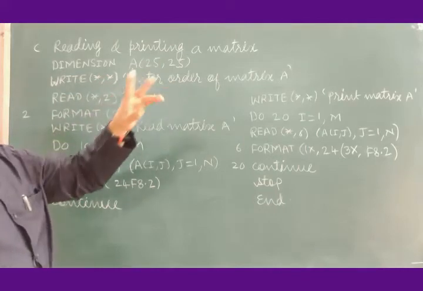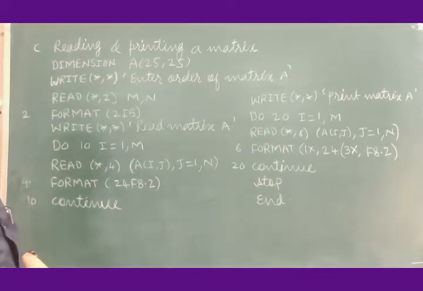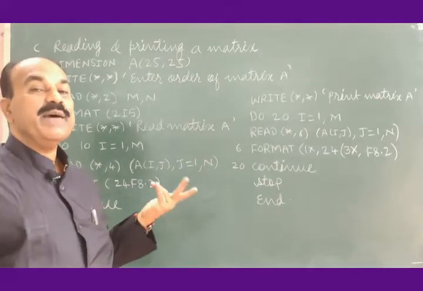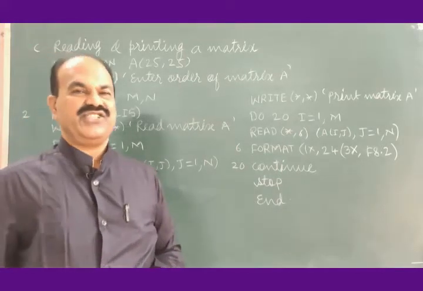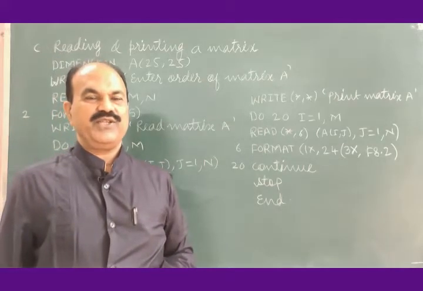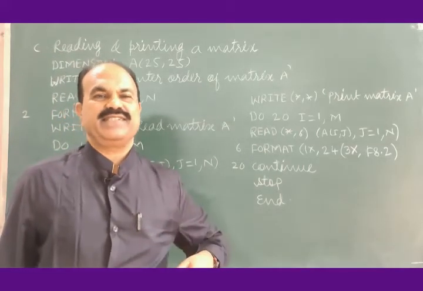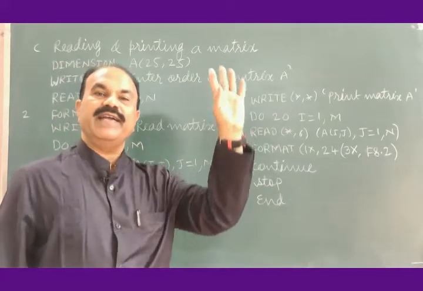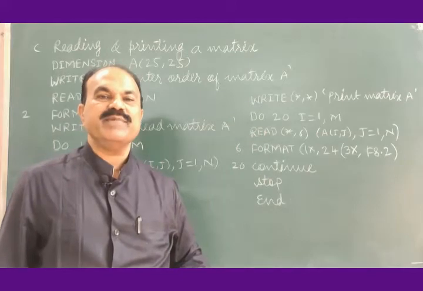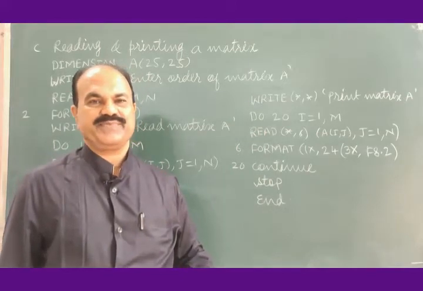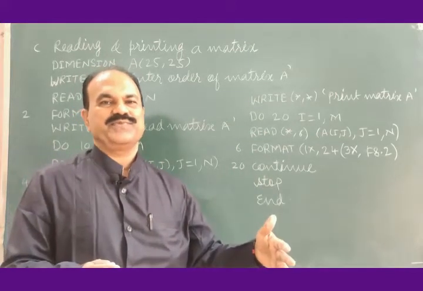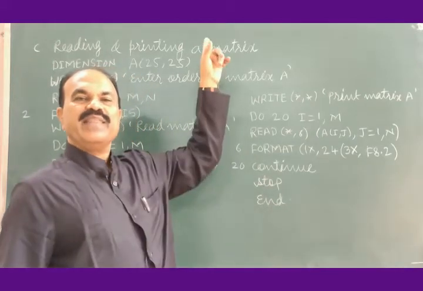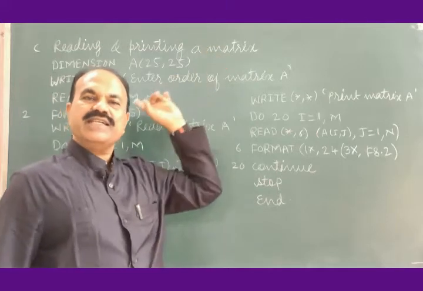Dimension of the matrix is declared here. Dimension is A(25,25). These are the maximum dimensions mentioned. You should not exceed this limit, 25 rows, 25 columns. Maximum memory is reserved, and you have to use some part of that memory for this two-dimensional array or for this matrix.